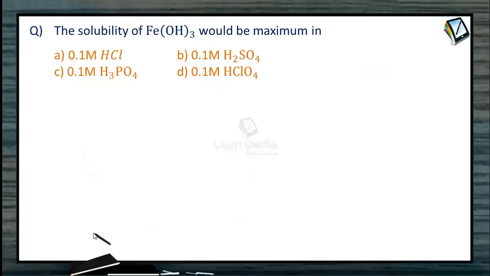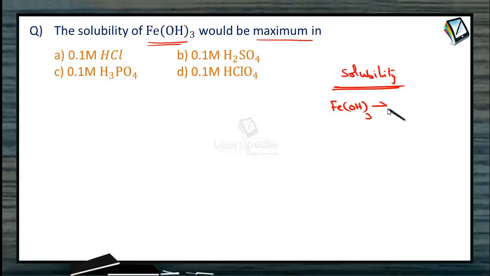The next one is: the solubility of ferric hydroxide would be maximum in. So it's a question based on solubility, and this ferric hydroxide, Fe(OH)3, will undergo ionization in water to give Fe3+ and 3OH-.